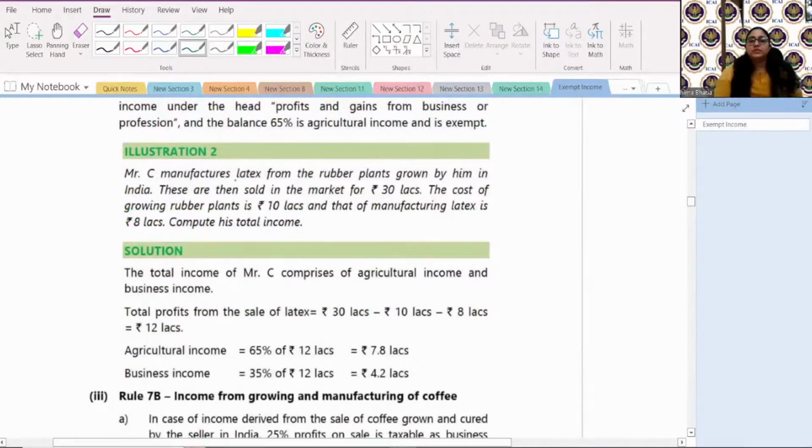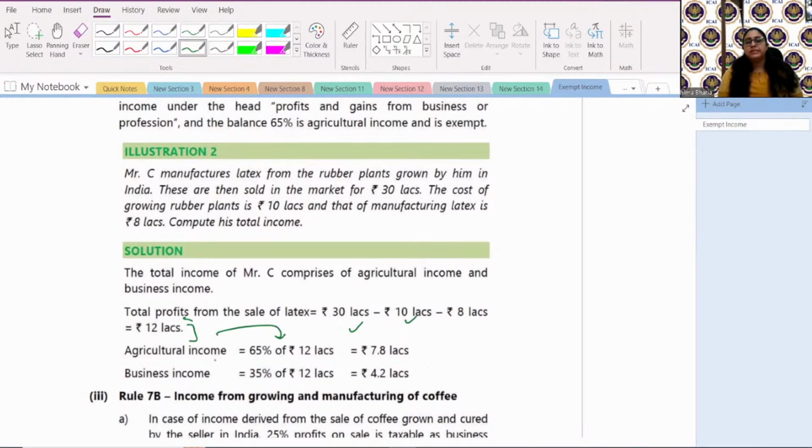Mr. C manufactures latex from the rubber plants grown by him in India. These are then sold in the market for 30 lakhs. The cost of growing rubber plant is 10 lakhs and that of manufacturing latex is 8 lakhs. So how will I derive the profit or the income part? Sale minus cost minus expenses. 30 lakhs is the sale, expenses 10 lakhs and 8 lakhs. 12 lakhs is my net profit.